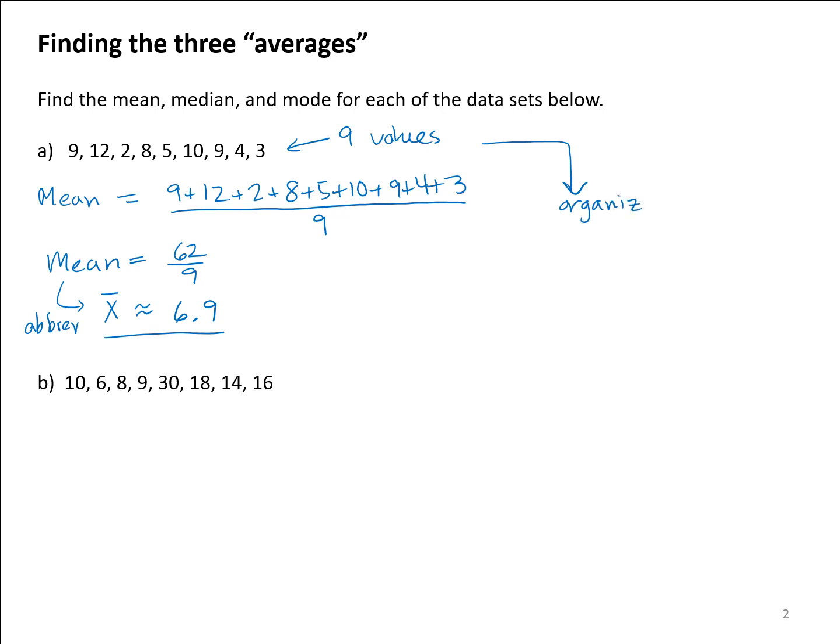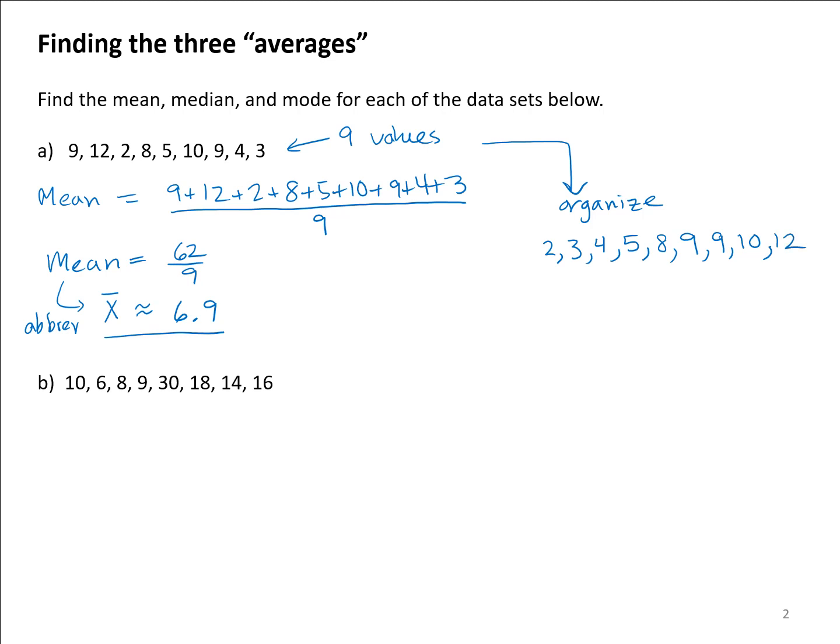And we want to list it from low to high. So the lowest value I see in there is 2, the next lowest is 3, I think 4 comes next, then I see a 5. There's no 6, but I see an 8 and then 2 9s. You must list things more than once if they occur more than once, and then a 10 and a 12.